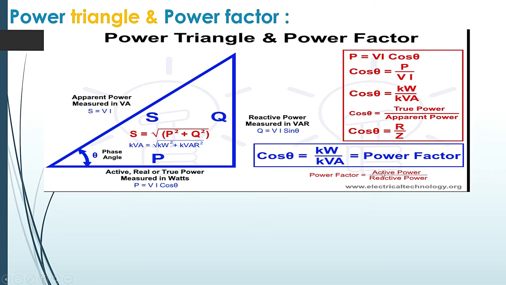Power factor is equal to active power by apparent power. Cos theta is the power factor. So this is how we derive kW by kVA. kW is active power, kVA is apparent power. Now you are clear about this triangle.